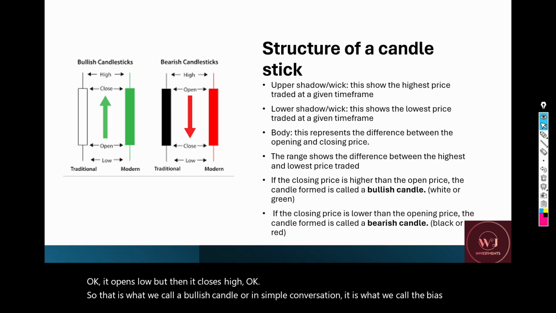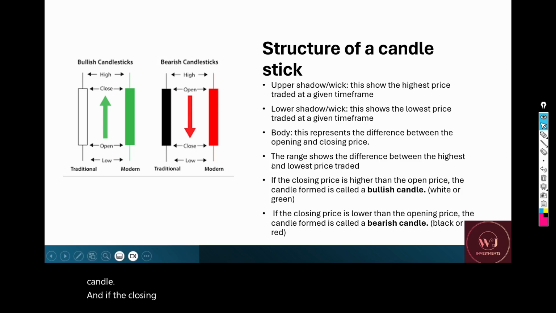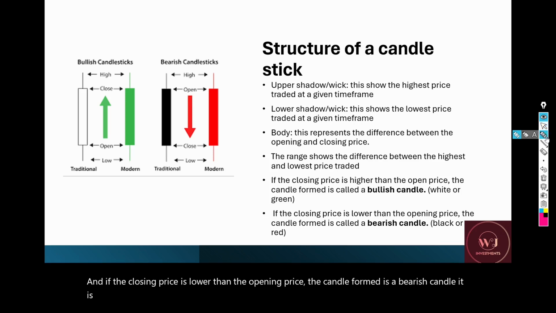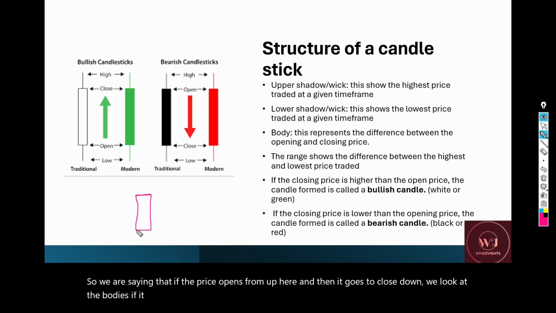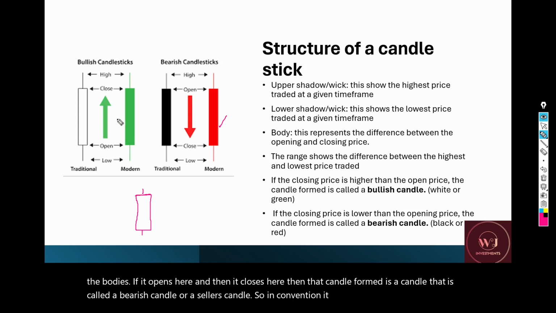And if the closing price is lower than the opening price, the candle formed is a bearish candle. It is either black or red according to colors. If the price opens from up here and then goes to close down, we look at the bodies. If it opens here and closes here, that candle is called a bearish candle, or a seller's candle. So by convention, it is either red or black, and the bullish one is either white or green.